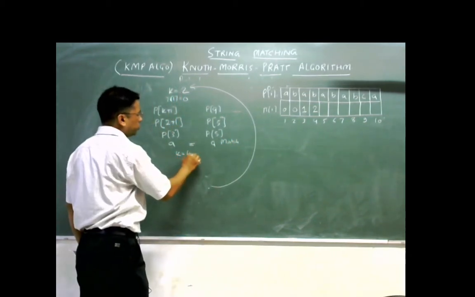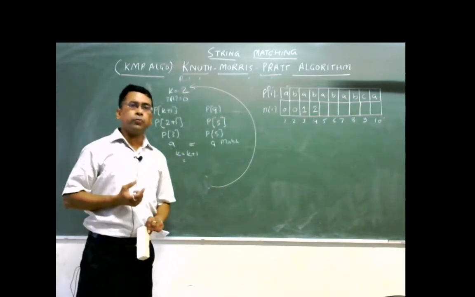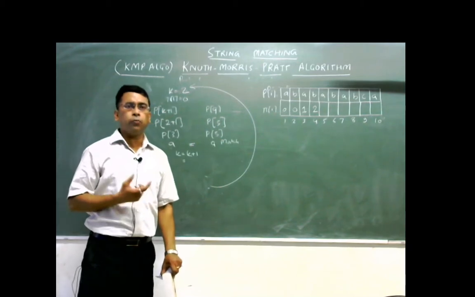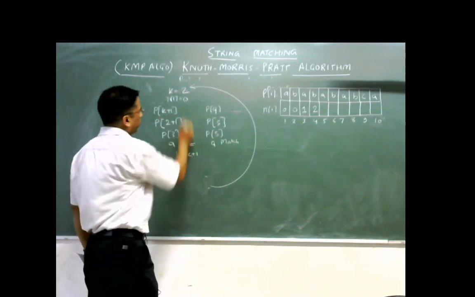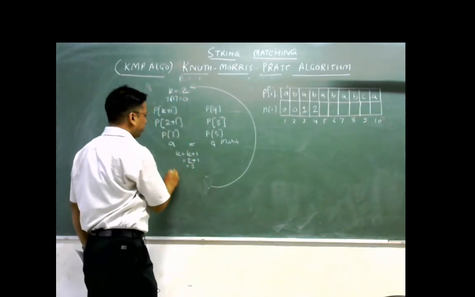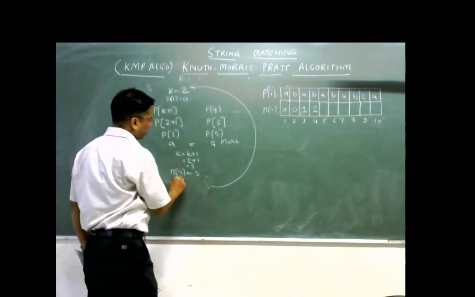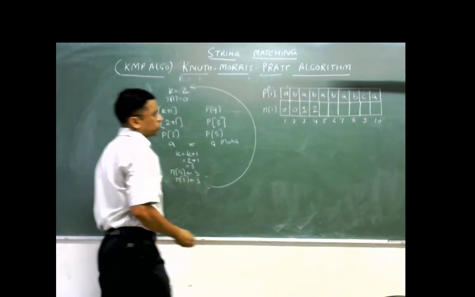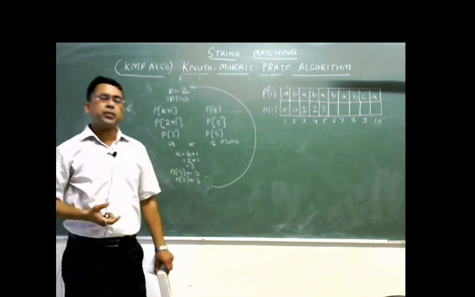k equals k plus 1. When there is a match, we increase the value of k by 1. So k would become k plus 1. k was equal to 2, and 2 plus 1 is equal to 3. And we shall assign the value of k to pi[q], meaning pi[5] is equal to 3. So we shall assign the value 3 here. Whenever there is a match, the k value is increased.